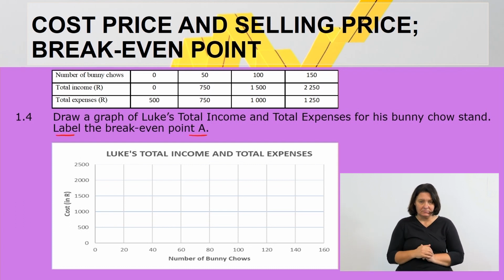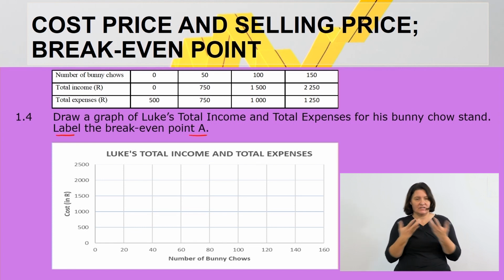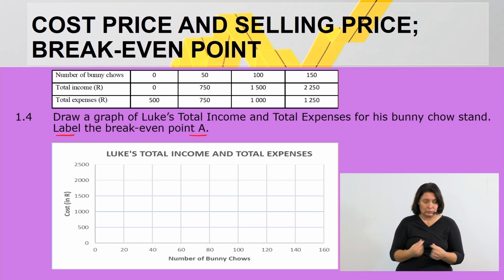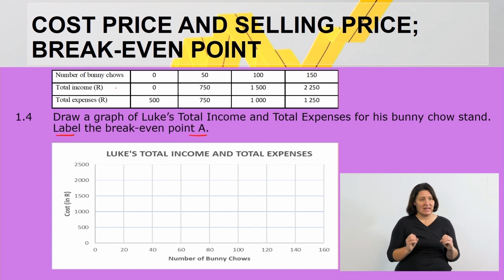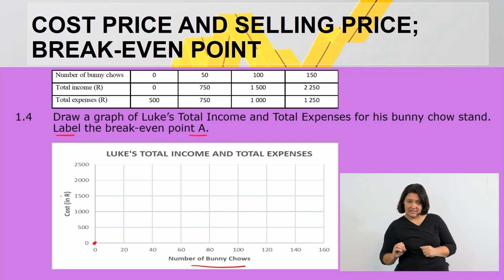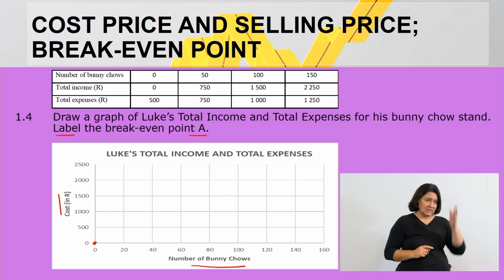Okay, now the table here is already completed, like we did in the previous slide. Now we only have to plot the points on our graph. I'm going to start with the income, and the first ordered number pair is 0. If we don't sell any bunny chows, our income will be 0. So it will be the first point plotted there. If he sells 50 bunny chows, remember, here is the number of bunny chows, and this is our cost in Rand that we see here on our y-axis.